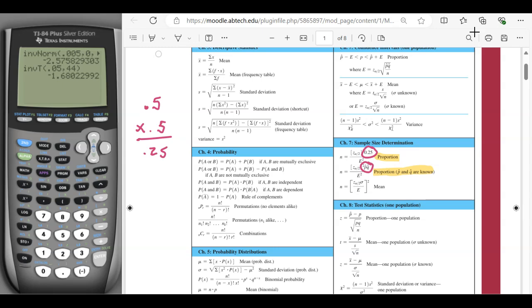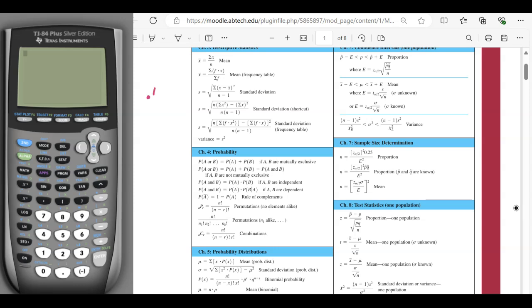That makes this N the biggest it needs to be. It basically maximizes N if we don't know P hat and Q hat. And that way we can guarantee that we've got a good enough sample size because we've made it as big as possible. All right, but let's just say, again, just for the practice, I want an estimate inside an error of 3%. So 0.03, that's my margin of error.